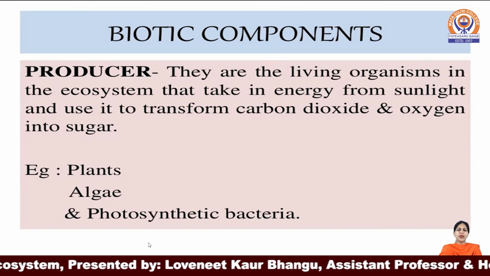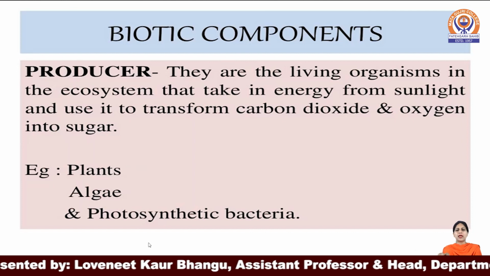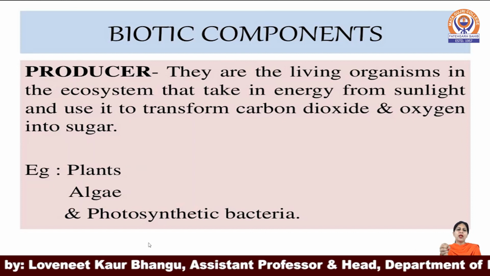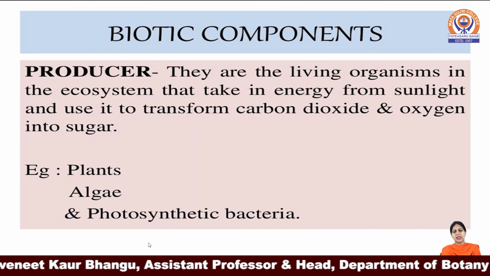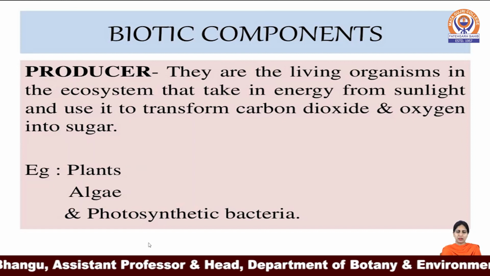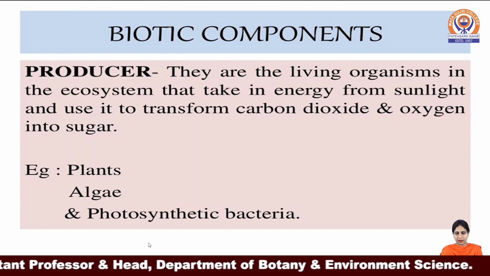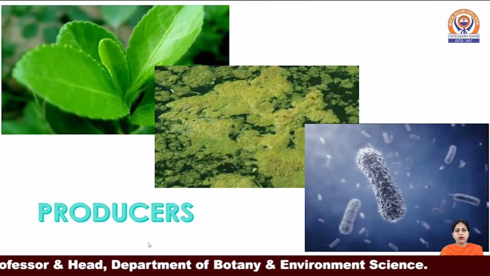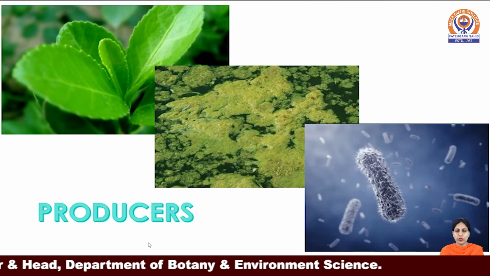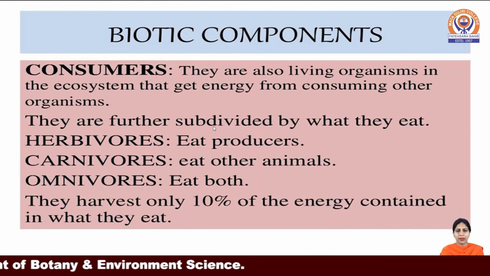Biotic components include producers, that is the living organisms in the ecosystem that take in energy from the sunlight and use it to transform carbon dioxide and water into sugar by the process of photosynthesis. And the examples include plants, algae and photosynthetic bacteria. So here the pictures of the producers can be seen. Plants, photosynthetic bacteria and algae are seen over here.